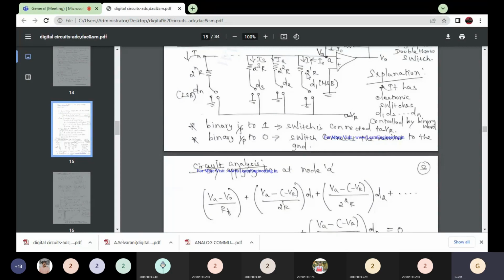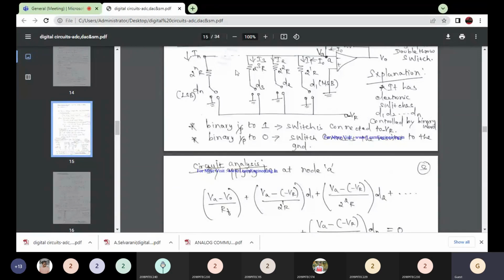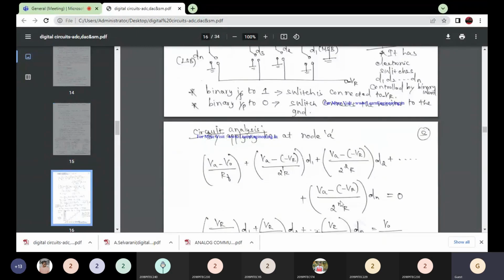The first resistance is 2 power 1 R, and the binary word is D1. Similarly, we can write the second one, third one, up to the nth one. So VA minus of minus V reference divided by 2 power 2 into R into D2, plus up to N, where the binary weight is 2 power N. So the last current IN is VA minus of minus VR divided by 2 power N R, and the binary word is DN.